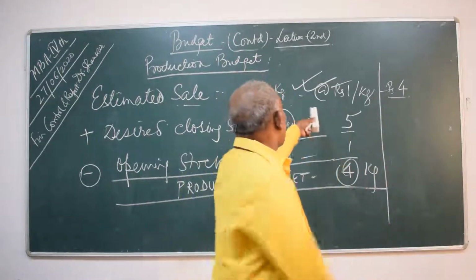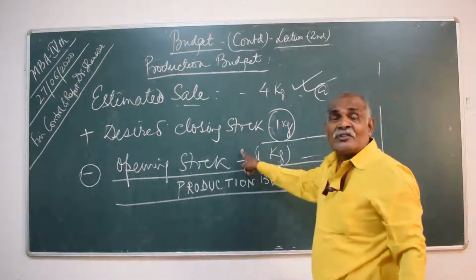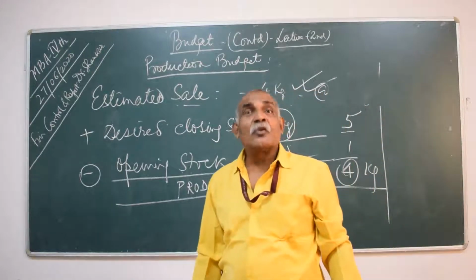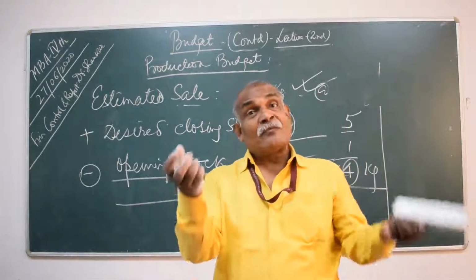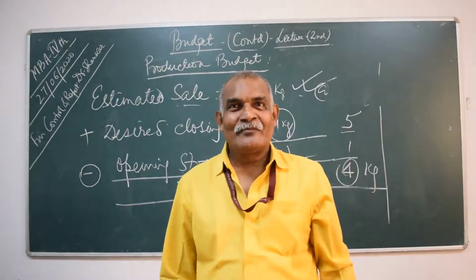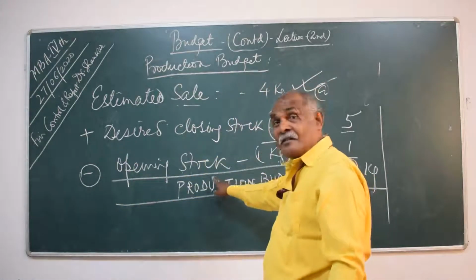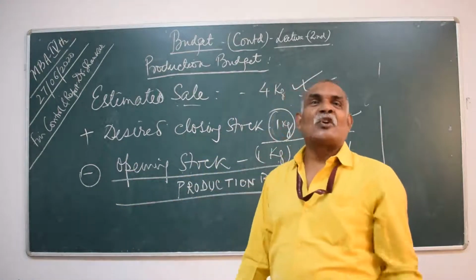So from that sales you should deduct the closing stock. Closing stock of what? Closing stock of the cooked rice. How much cost incurred? And thereafter, you deduct the opening stock.